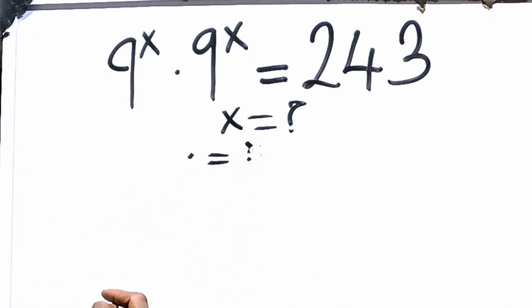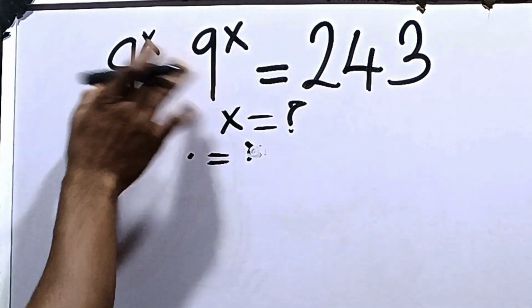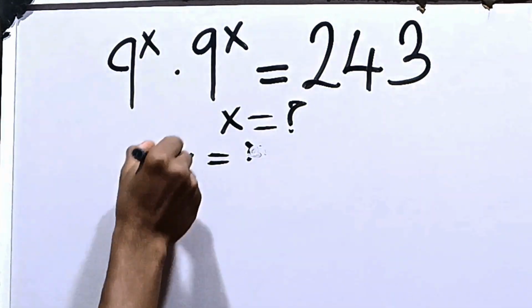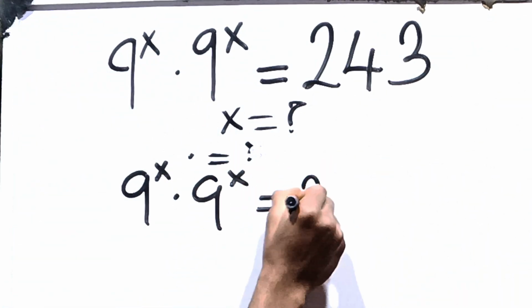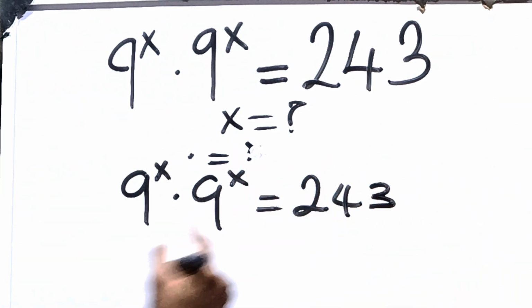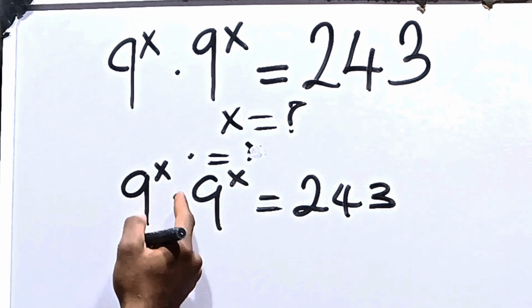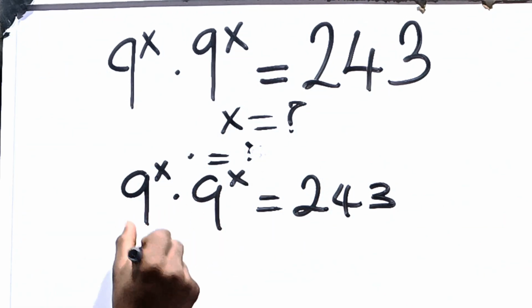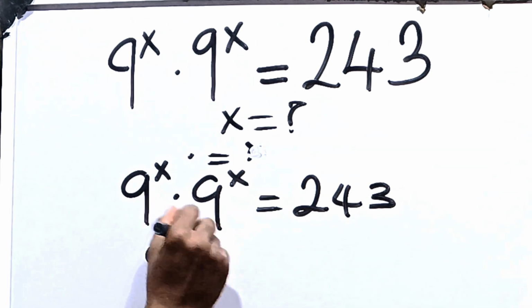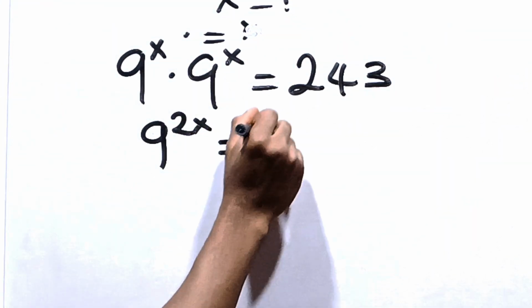Now this will become 9 raised to the power x multiplied by 9 raised to the power x, to be equal to 243. That's how you read it. Now 9 raised to the power x times 9 raised to the power x, when you have this, we add the powers because the bases are the same. So we have 9 raised to the power x plus x, which is 2x, to be equal to 243.